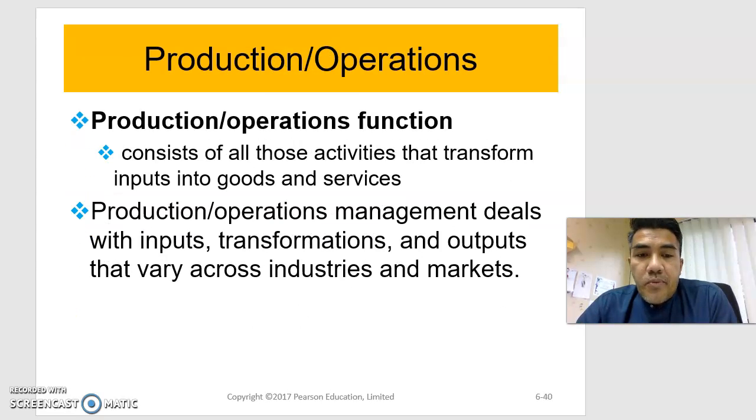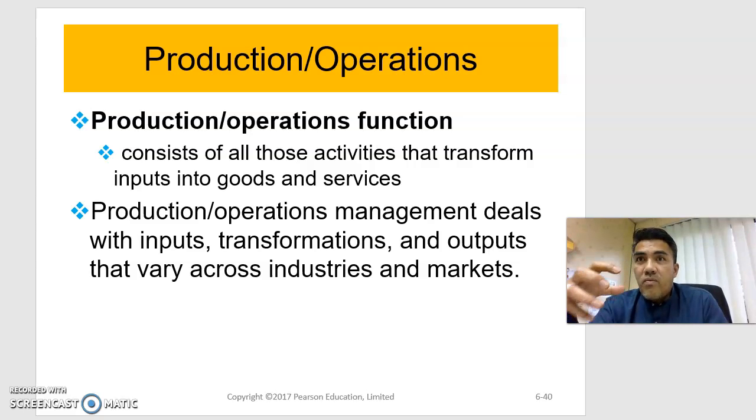And then we talk about the production department. It consists of all activities that transform inputs into goods and services. So the production department deals with inputs, transformation, and outputs that vary across industries and markets. For some organizations, they don't have warehouses, in which case they will use the just-in-time system as part of their specialty or their distinctive competency compared to the competitors.